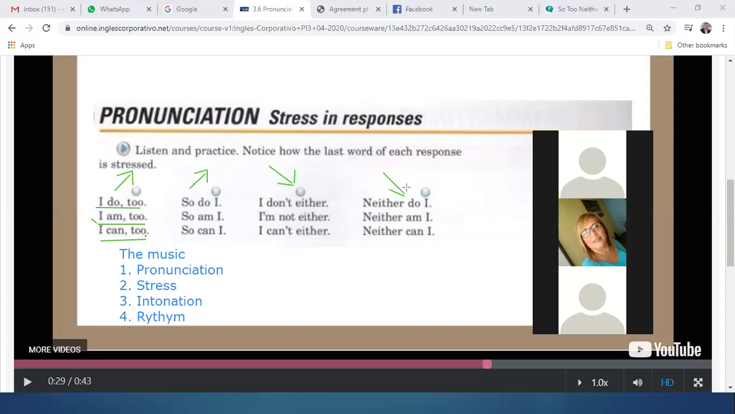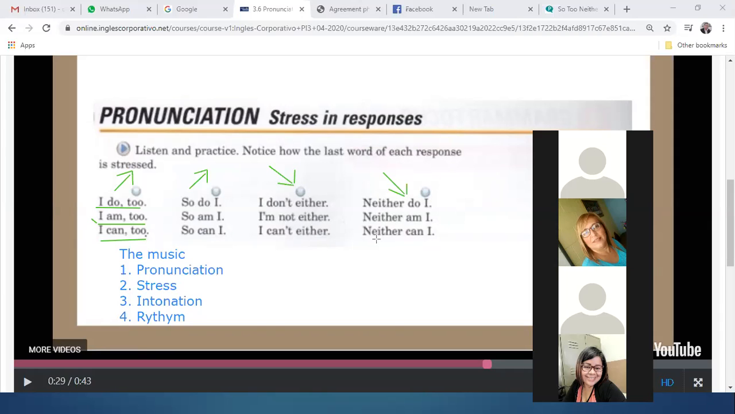I don't like Mexican food. Gladys. Neither do I. Le voy a dar a Gladys la oportunidad. Gladys. Neither do I. I am not a dentist. Neither am I. Repeat, neither am I. Very good. Neither am I.